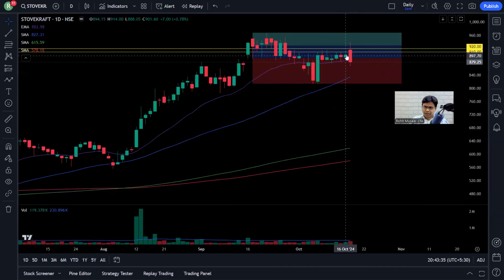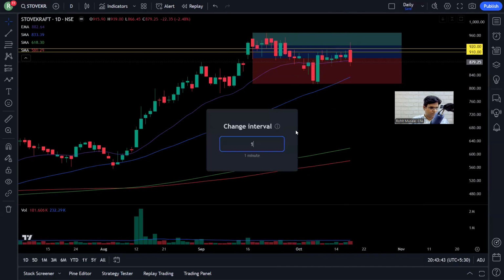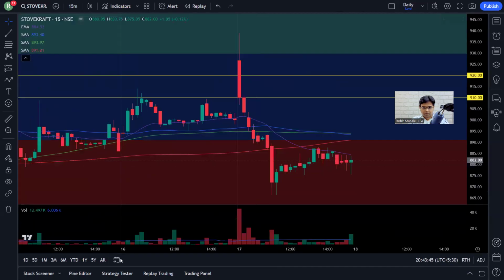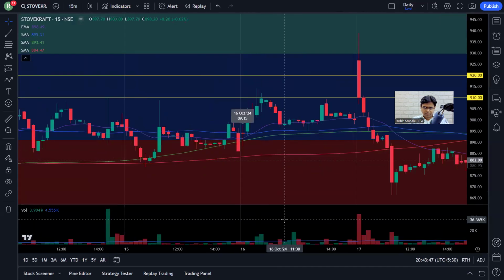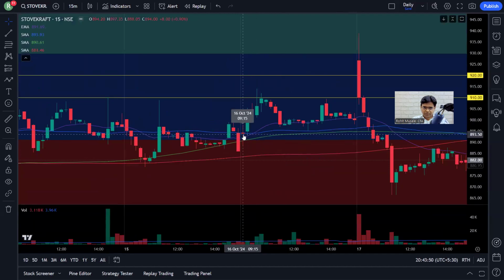On this day, I was planning to buy the stock expecting high volume, but that did not come. So let's go to the 15-minute chart of 16th October. So this is the first candle of the day, low volume. This is the second candle of the day. Again, not great volume. Third candle of the day. Again, not great volume. Now you have good volume.